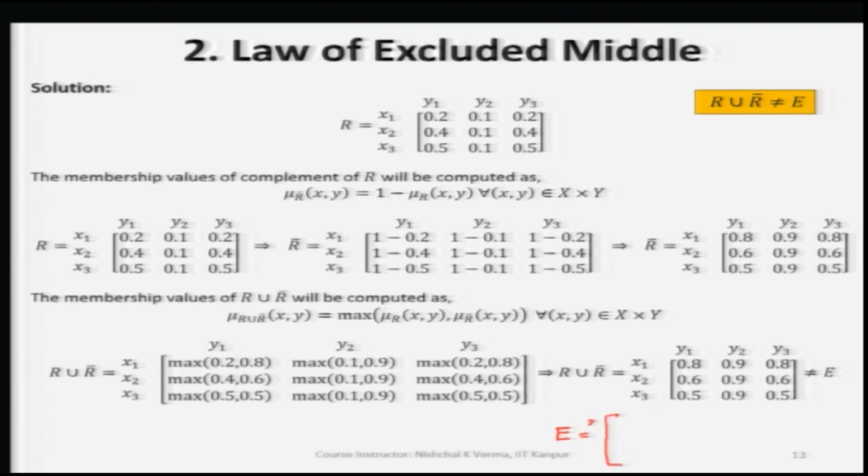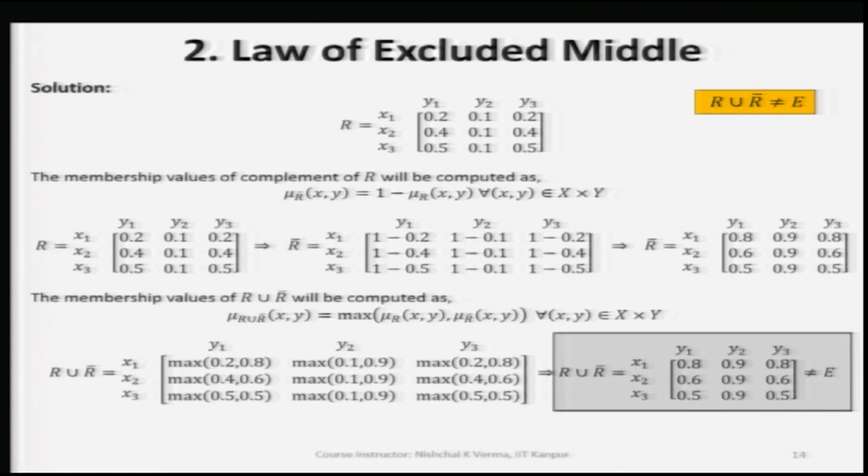In case it would have been E, it would have been like this. This is our x1, x2, x3, and then y1, y2, y3, if we write it like this. All the elements of the resulting fuzzy relation would have been 1. So, we can say the union of R and its complement is not equal to the universe of discourse.